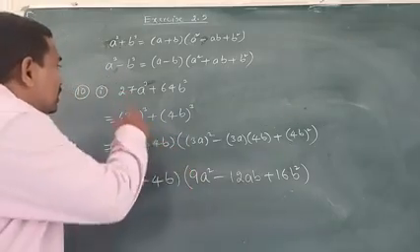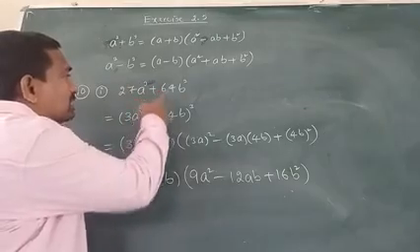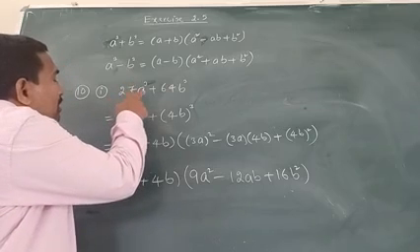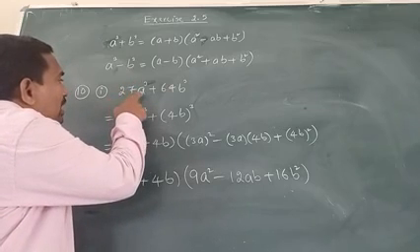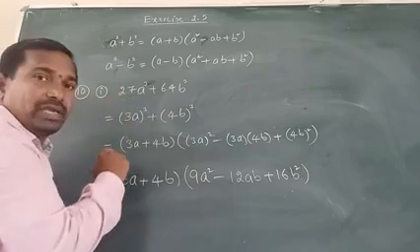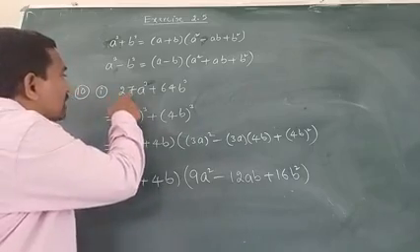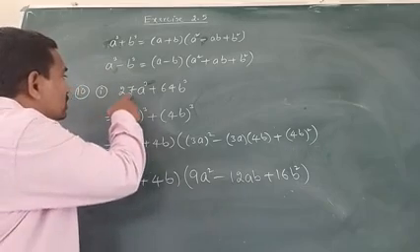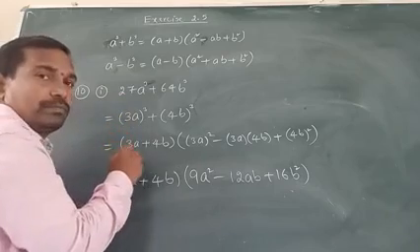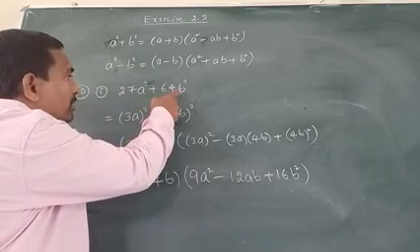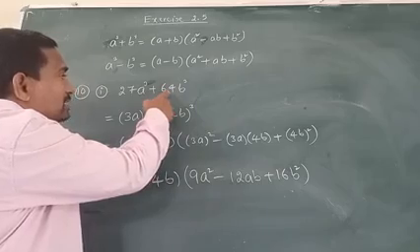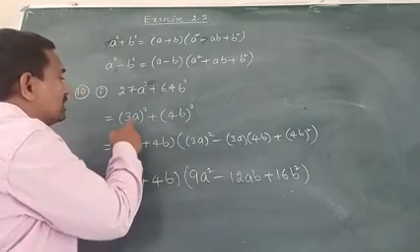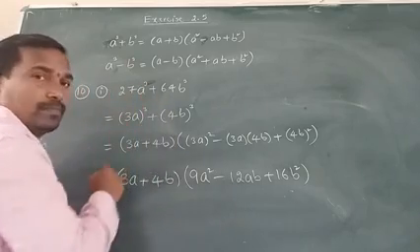See here 27a cube plus 64b cube. This is 27a cube. a cube is there, 27 also we can write as a perfect cube. 27 can be written as 3 cube: 3 times 3 is 9, 9 times 3 is 27. So this can be written as 3a whole cube. 64b cube: 64 can be written as 4 cube. So 4b whole cube. So it is in the form of a cube plus b cube.